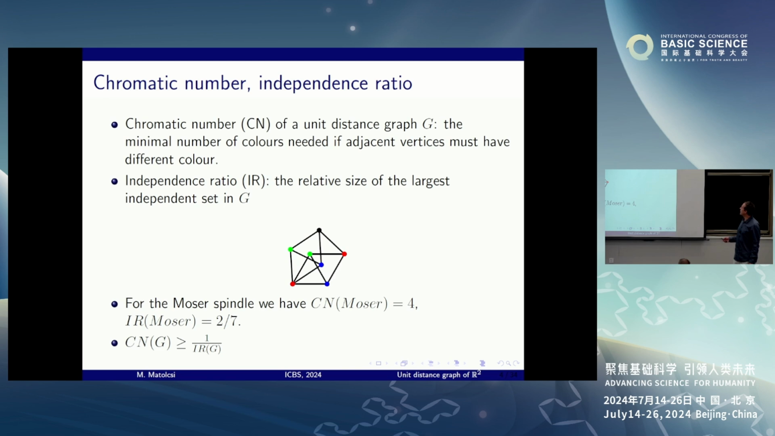So what is a chromatic number? Well, simply the minimum number of colors needed if adjacent vertices must have different colors. So let's take the Moser spindle. You want to color the vertices in such a way that whenever you have an edge, the endpoints must have different colors. And you can convince yourself that this Moser spindle, a very simple small graph, needs at least 4 colors. Why so?